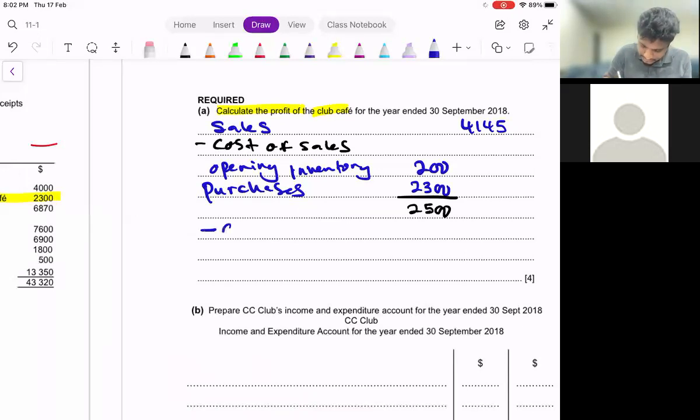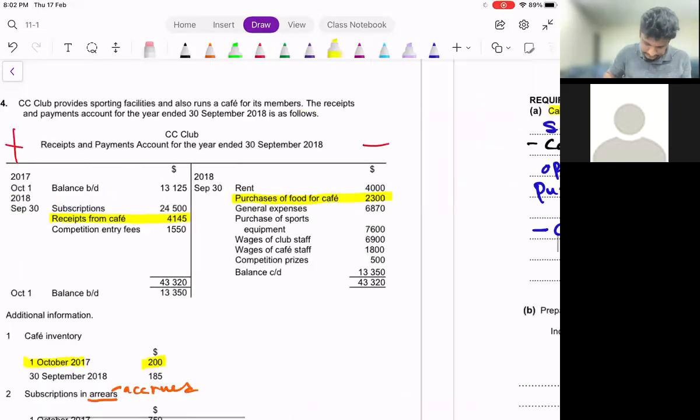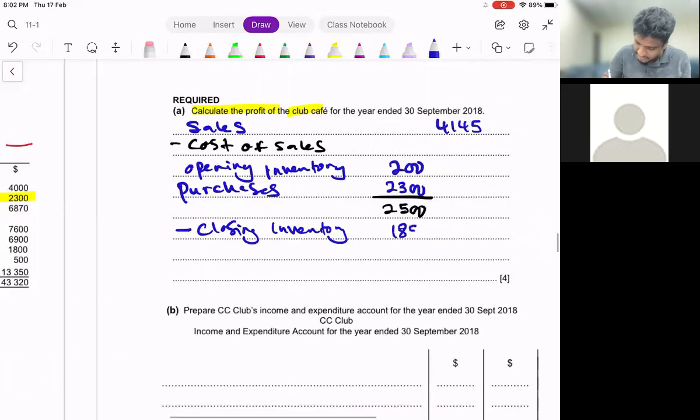So I minus closing inventory, and your closing inventory is 185. So I write 185. 2,500 minus 185, I will get 2,315. 2,315 is my cost of sales. I'll write it here, because this one needs to be plus any expenses that are related to the cafe.